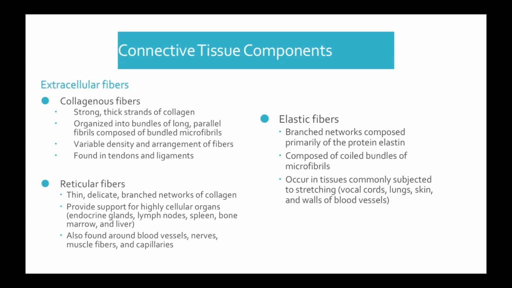Reticular fibers are thin, delicate branched networks of collagen. They provide support for highly cellular organs such as endocrine glands, like we talked about, lymph nodes, spleen, bone marrow, and liver. They're also found around blood vessels, nerves, muscle fibers, and capillaries. And then we have elastic fibers, which are branched networks composed primarily of the protein elastin. They're composed of coiled bundles of microfibrils, and they occur in tissues commonly subjected to stretching, such as vocal cords, lungs, skin, and walls of blood vessels.